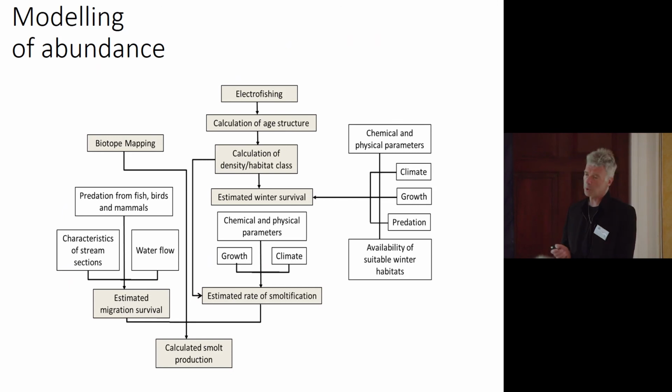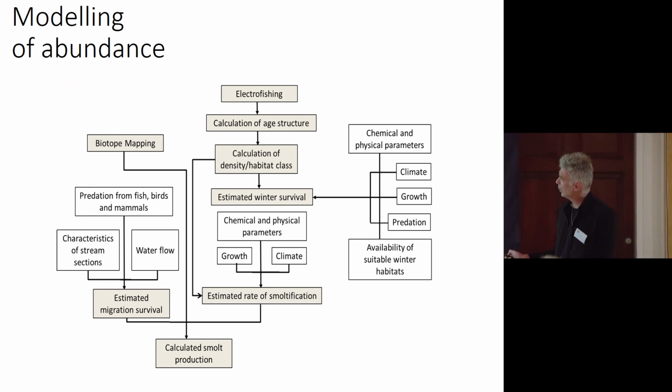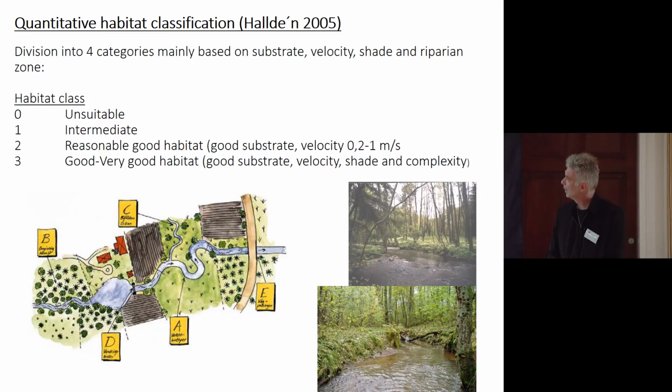So this is one way that we can model our abundance: we have electrofishing, we calculate age structure, we assess the habitat class, and then we estimate all these parameters, biotope mapping, winter survival, and all other factors like chemical and physical parameters. So it can get quite complicated, but in the outflow here, we should have a calculated smolt production. And this has been done in some streams where we try to validate and test this model. So I will just guide you through some examples here.